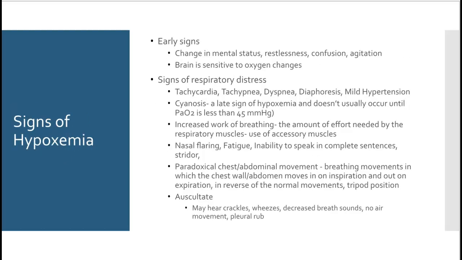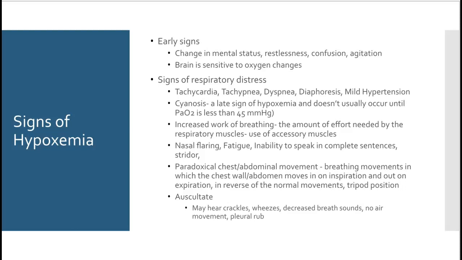So sometimes we haven't gotten the SpO2 or the ABG, so we need to be able to identify signs of hypoxemia. And so early signs are changes in mental status, such as restlessness, confusion, agitation. So you might have a patient who's constantly picking at things, maybe picking at their gown or pulling their oxygen off. And those are often early signs, and one of our very first interventions with that is going to be checking that SpO2. Because our brain is so sensitive to those oxygen changes, we're going to see that early.